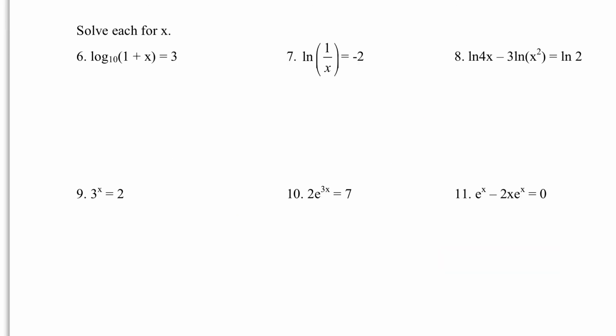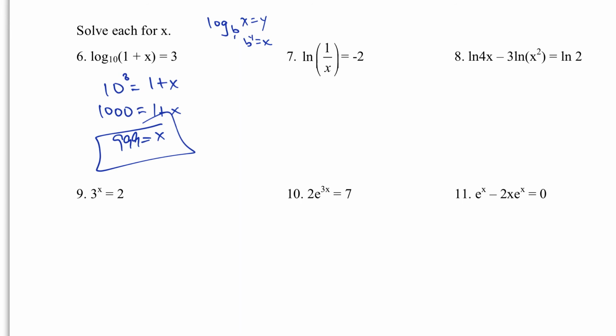Moving on to the next one. Solve each of these for x. Now I'm going to go ahead and use the definition that we talked about. Remember, log base b of x equals y, then b to the y equals x, or you could put anything you want here, triangle, circle, square. So over here, this is going to tell me that 10 to the 3rd will be 1 plus x. So I end up with 1,000 equals 1 plus x, so x is 999.